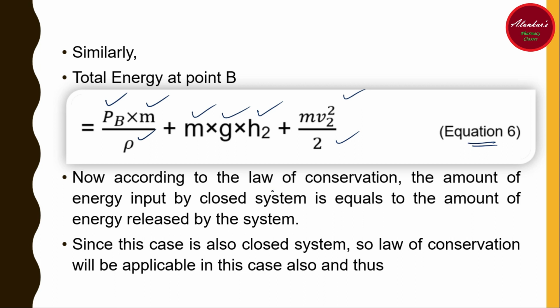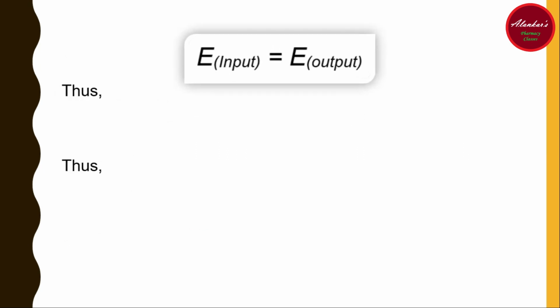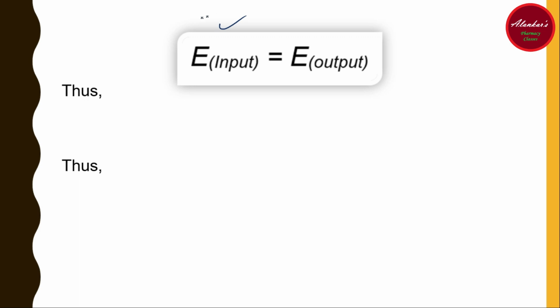Now according to the law of conservation, the amount of energy input to a closed system is equal to the amount of energy released by the system. This case is also a closed system, and that's why the law of conservation will be applicable here also. And in that case, the total energy at point A and total energy at point B will be the same. This can be written as the energy input, that is at point A, will always be equal to the energy output, that is at point B.